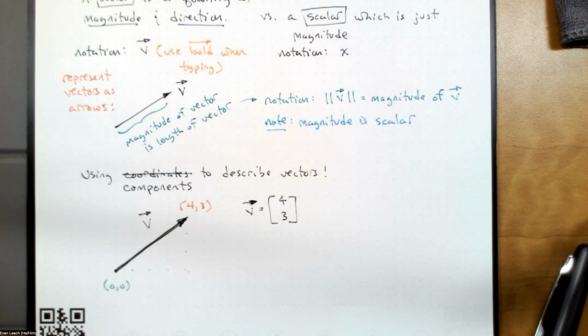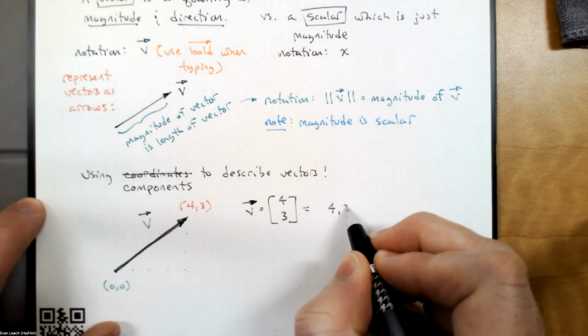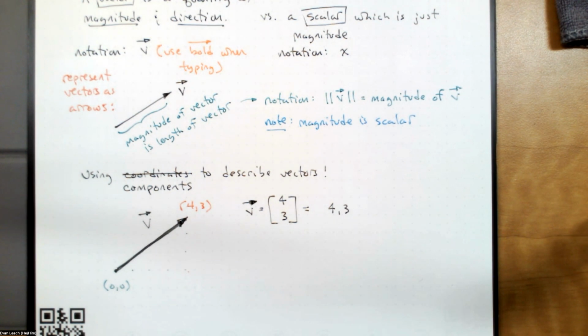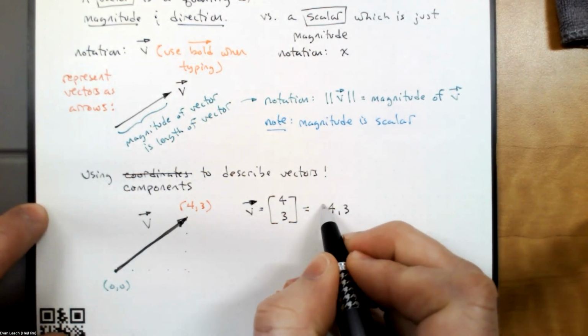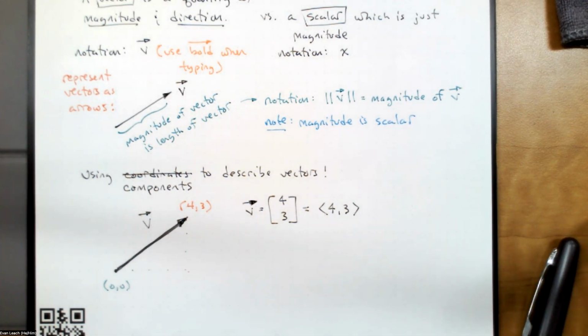We might also want to write it horizontally with the components, but then if we just wrote 4, 3 in parentheses, that would look like a point, and we want to make sure that everybody knows this is a vector, so we're going to emphasize the pointy parts and put this in pointy brackets. So another way we can describe a vector is with pointy brackets around the components. I don't know what pointy brackets are called. I'm sure they have a better name than pointy brackets, but I'm going to call them pointy brackets.